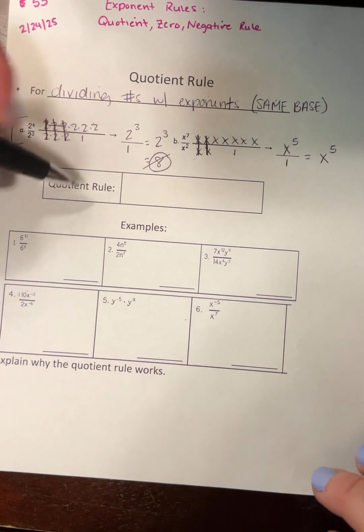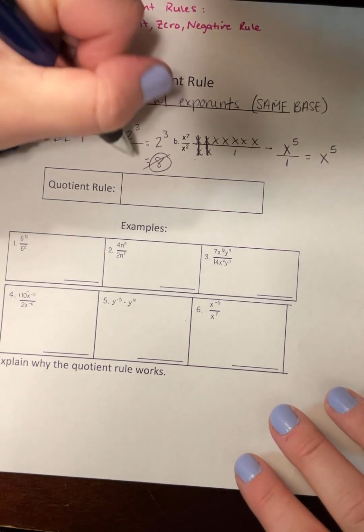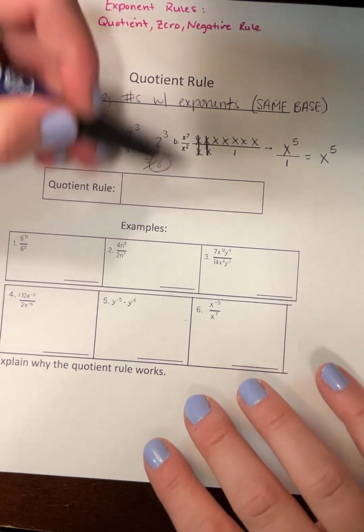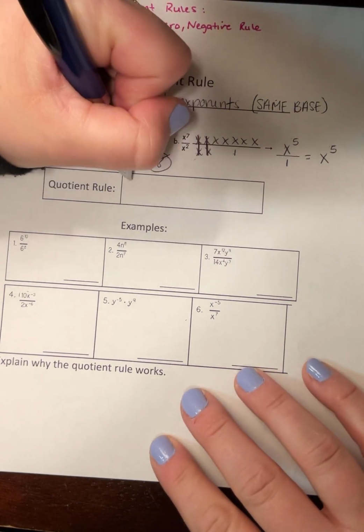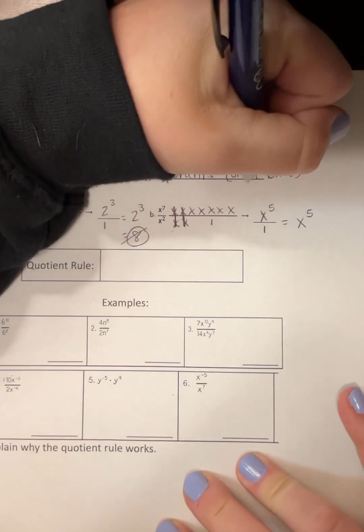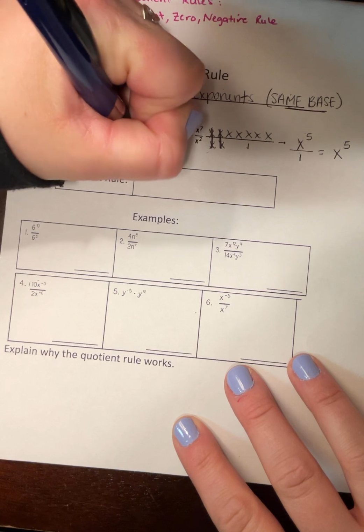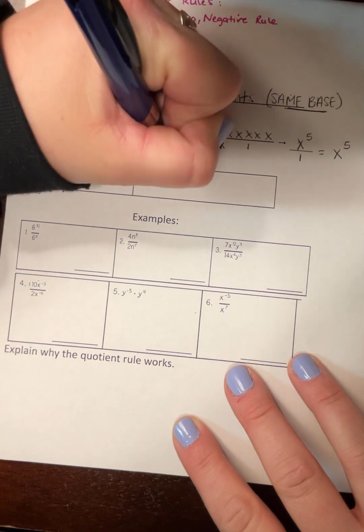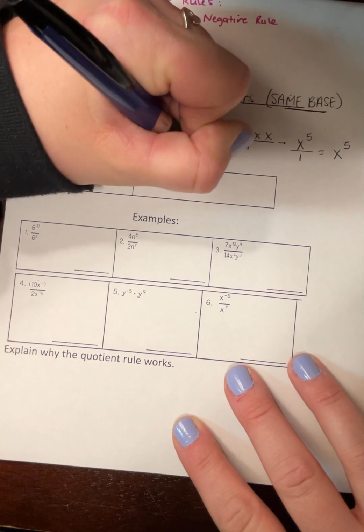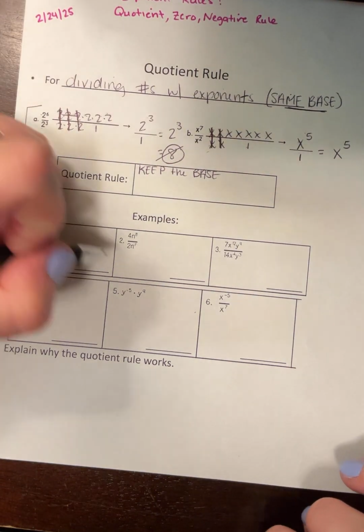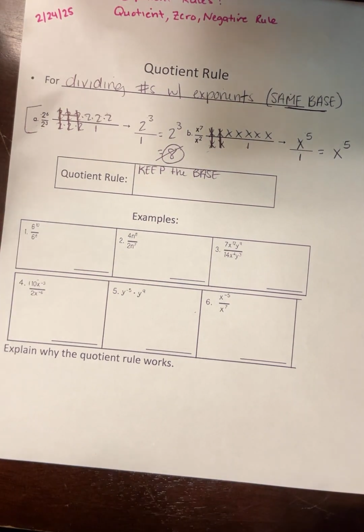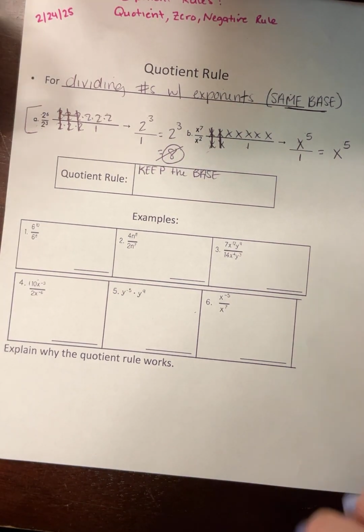The quotient rule says that if you are dividing, and you have exponential numbers that have the same base, very, very important, same base, what you'll do is keep the base just the exact same way you did it with the product rule.